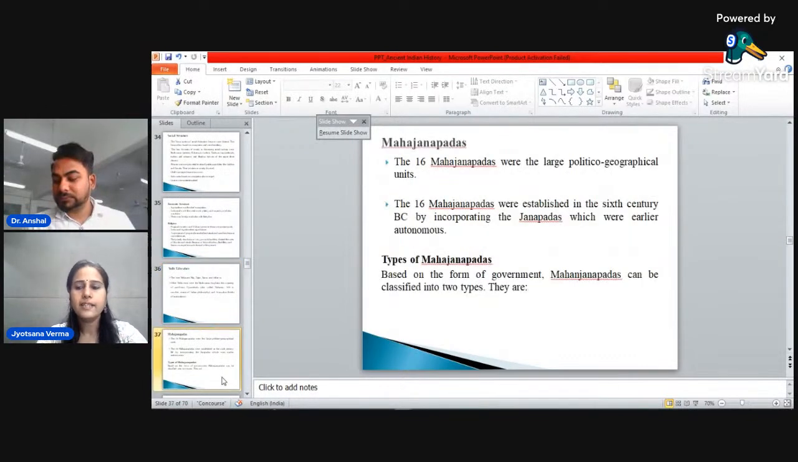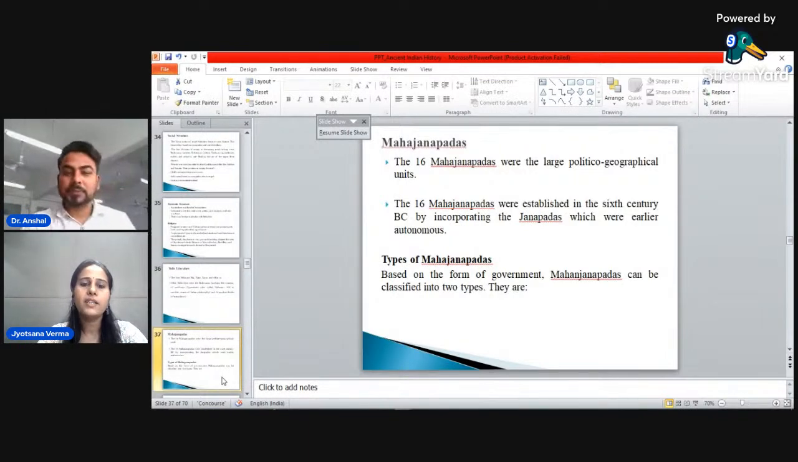The next phase of ancient Indian history: the Mahajanapadas. There were 16 Mahajanapadas, basically large political geographical units, established in the 6th century BC by incorporating the Janapadas, which were earlier autonomous units.